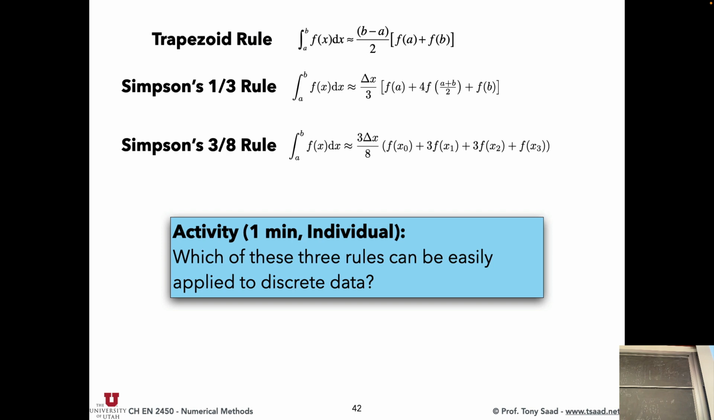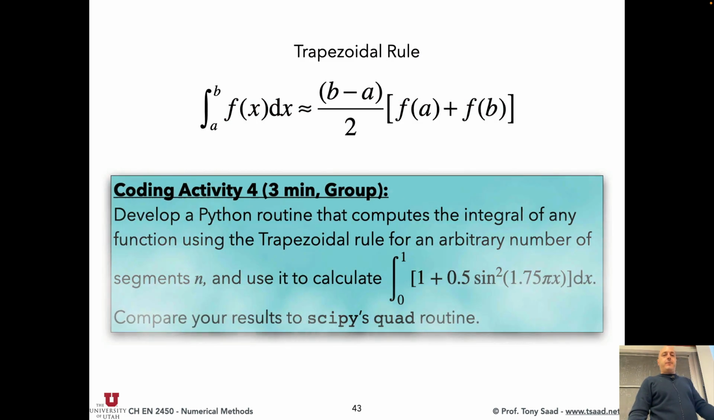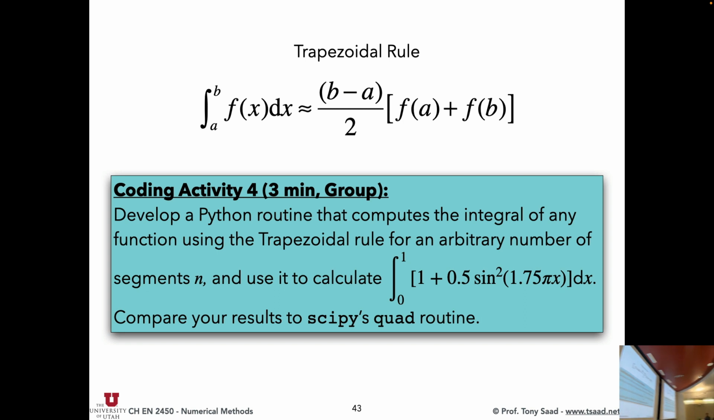Trapezoidal rule is the standard discrete integration method, just like the midpoint rule is one of the standard exact continuous integration methods. Finally, I have a coding activity to implement the trapezoidal rule. Now the trapezoidal rule, you can apply it to an exact function or a discrete data. It's the same. Develop a Python routine that computes the integral of any function using the trapezoidal rule for an arbitrary number of segments, and use it to calculate that function, and then compare it to quad.